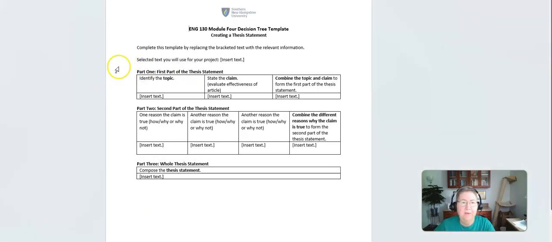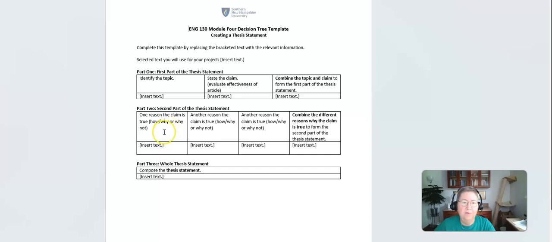And here it is. It's a little table this time, so it might be a little bit more difficult to figure out where they want you to put things, but take your time and you'll be able to figure it out. First, you need to be sure and identify the article, the chosen article in the box here. Then you're going to identify the topic of the article, state the claim, which is you evaluating the effectiveness of the article. Then combine the topic and the claim to form the first part of the statement.